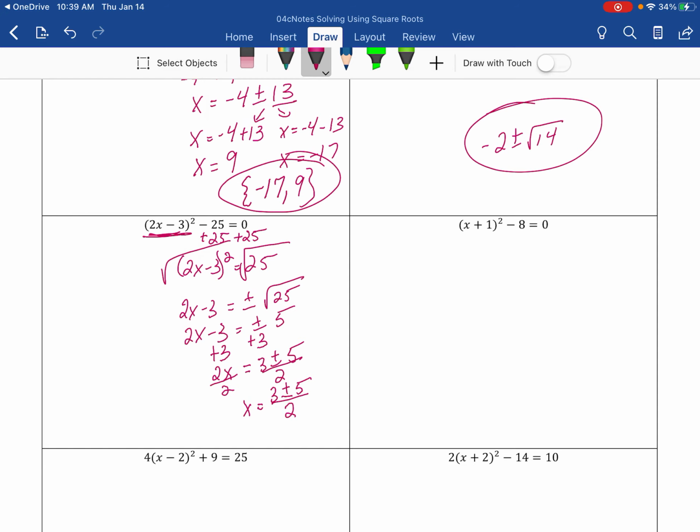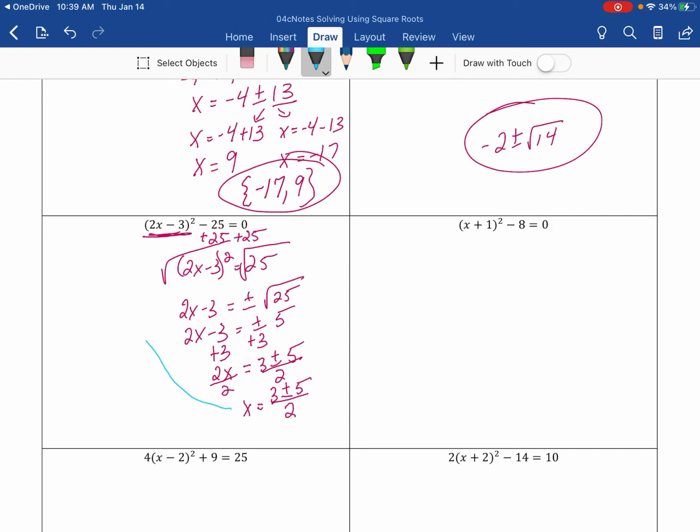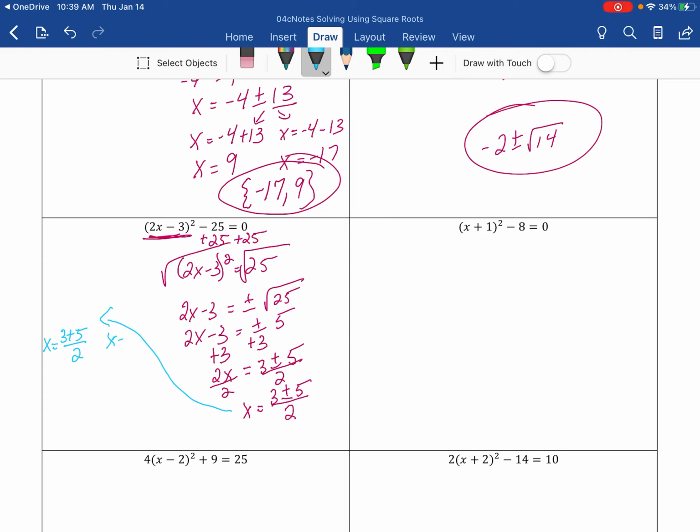Okay, so I'm going to do this in a different color. We can split this up because I don't have a radical. So it's either x is equal to 3 plus 5 over 2, or x is equal to 3 minus 5 over 2.